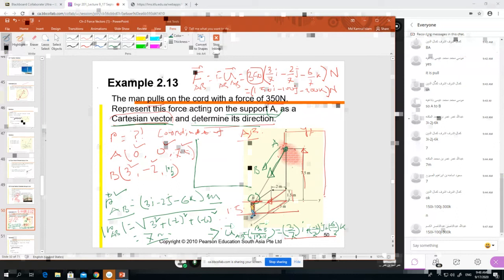What is the angle? Cos alpha equals? How much? 64.6. Yes, correct. Now similarly, beta equals cos inverse of this one, minus 2 divided by 7. Tell me, what is the result?